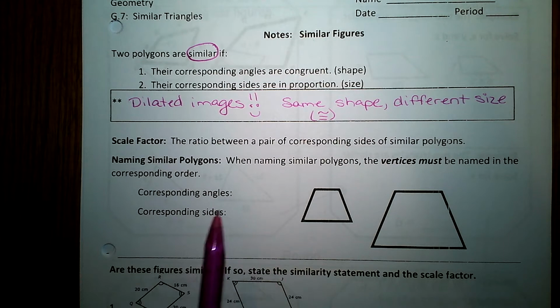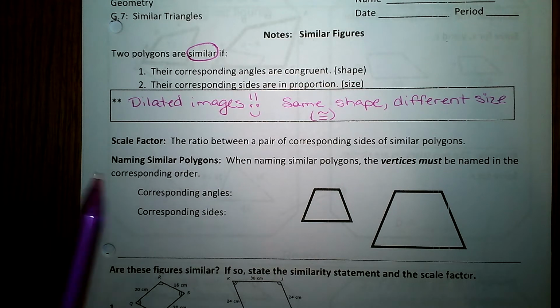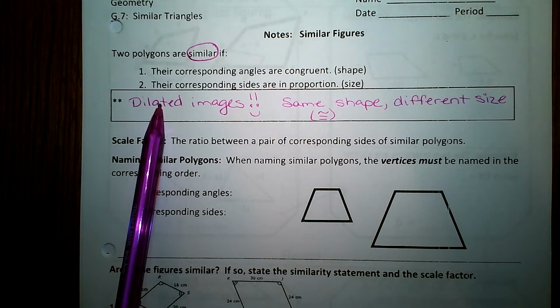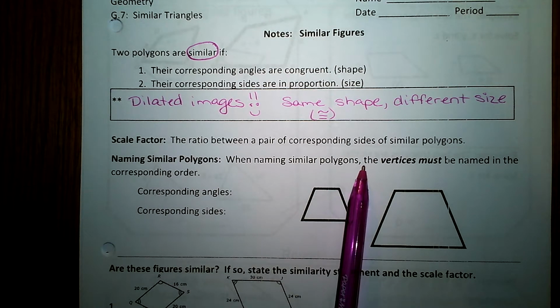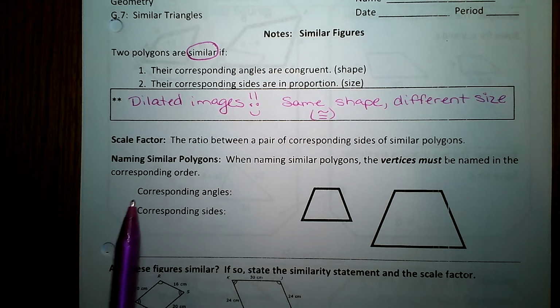Okay, so we're going to use these trapezoids as an example. We're also going to practice naming them. So check this out. Just like with congruent figures, when you are naming similar polygons, the vertices must be named in corresponding order. Man, there's all these things coming back from previous lessons. We talked about dilations earlier in the year. We've talked about how to name corresponding figures earlier in the year. We've talked about what it means to be corresponding in the same position earlier in the year, and it's kind of all coming together here.